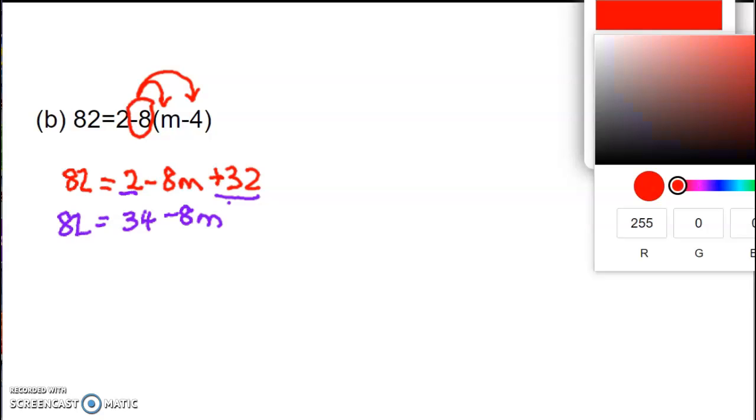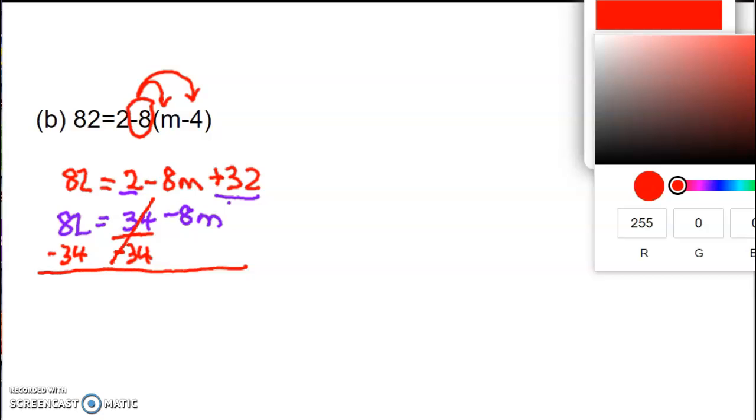What do we need to get rid of? Well, m is being multiplied by -8, and then the result is being added to 34. So that means the very last thing that was done to m was add 34. We need to undo adding 34. How do I undo adding 34? We subtract 34 from both sides, and this goes away to 0.